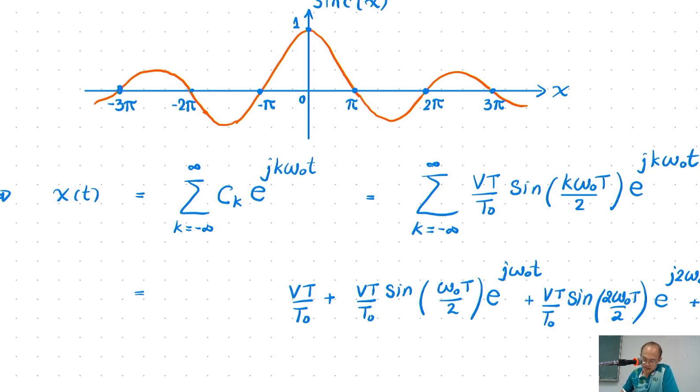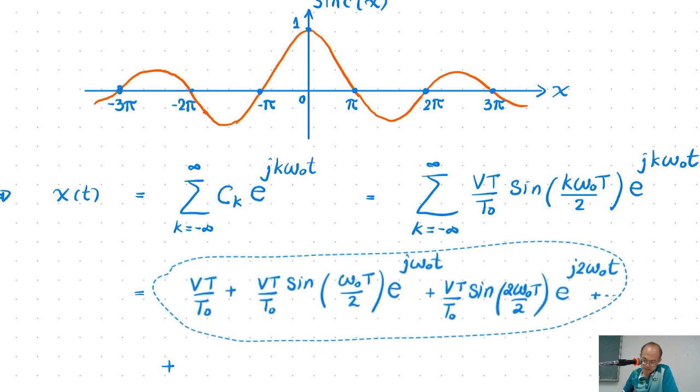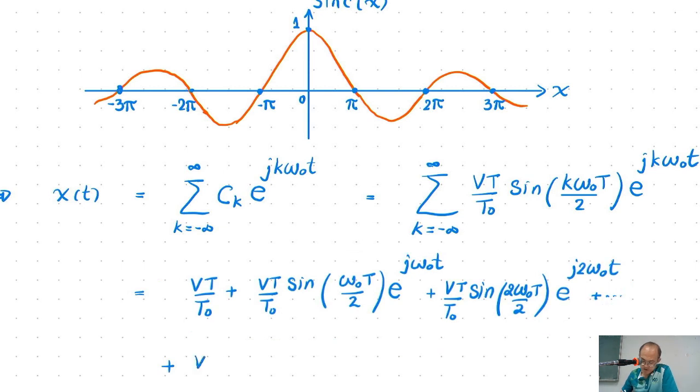Now, this is when k is positive. When k is negative, I have VT over T0 sinc of minus omega 0 T over 2 e to the negative j omega 0 t, and so on. Oh, this is sinc, sorry, sinc, not sine.